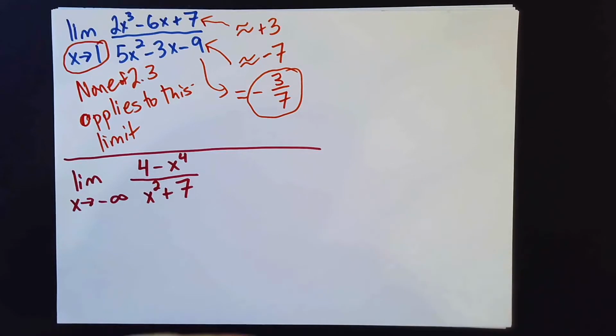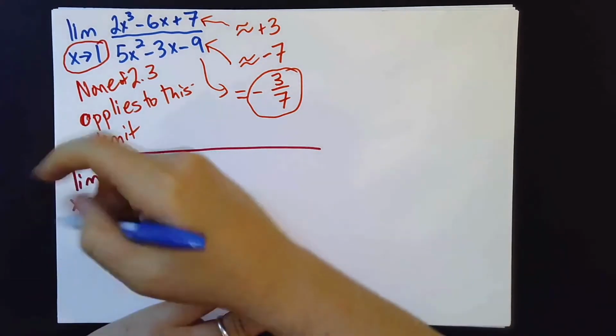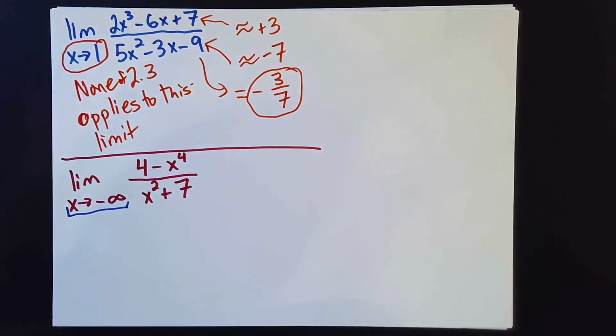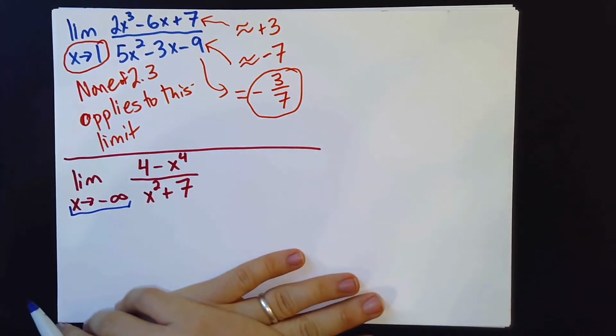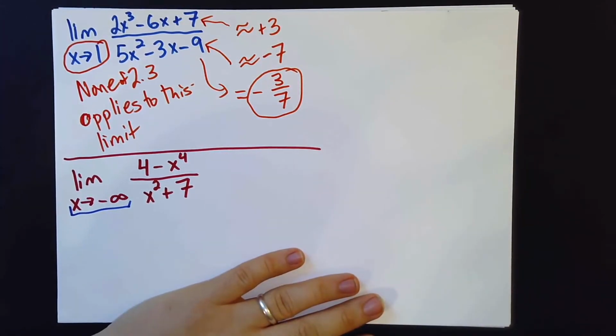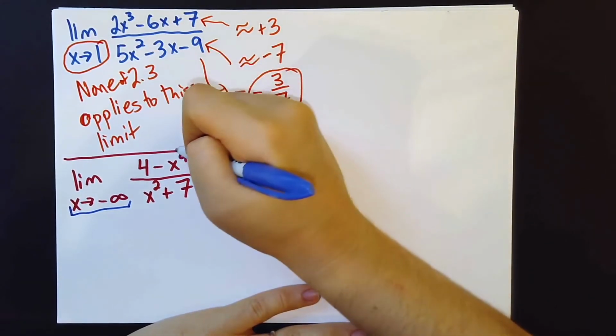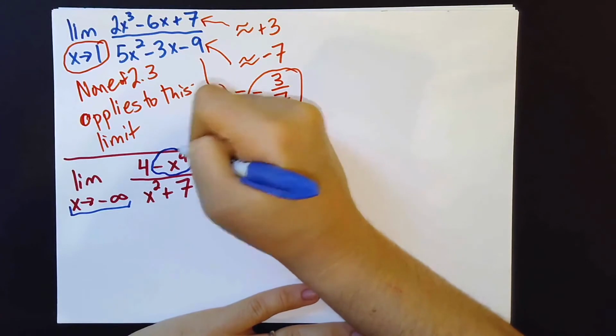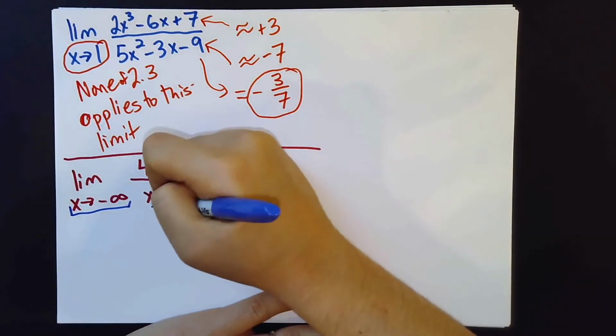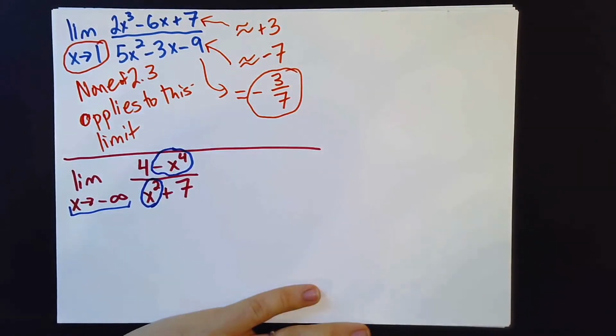Okay, next up, let's look at this limit. So first of all, yes, it is going to plus or minus infinity, so I can go back to doing what we've been doing in this section. I now need to look at the highest order term in the numerator and the denominator. So this is the highest order term in the numerator. This is the highest order term in the denominator.